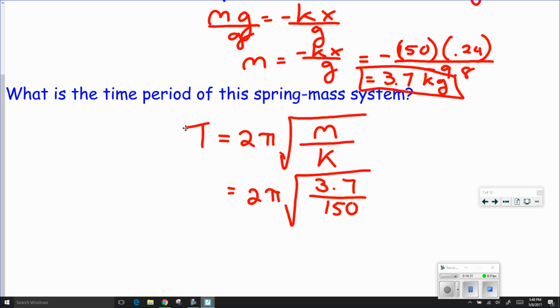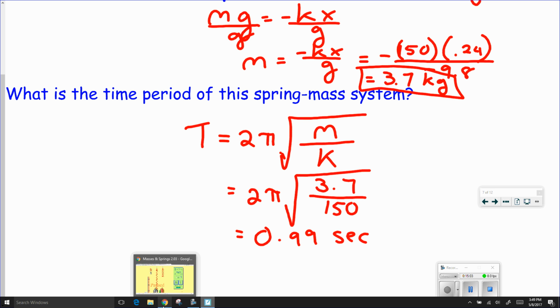Try that one more time. And multiply it by 2 times pi. I find out that my time period, or the amount of time for one oscillation, is going to be 0.99 seconds. So that's how long it'll take for the mass to go up and compress, back through equilibrium, and stretch.